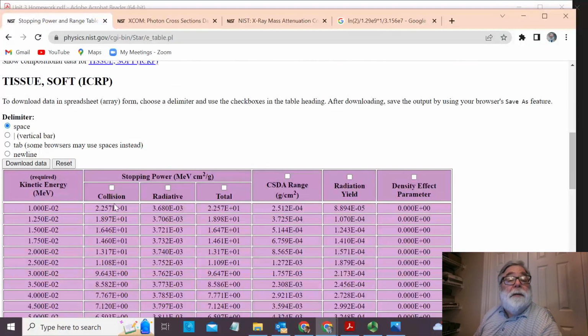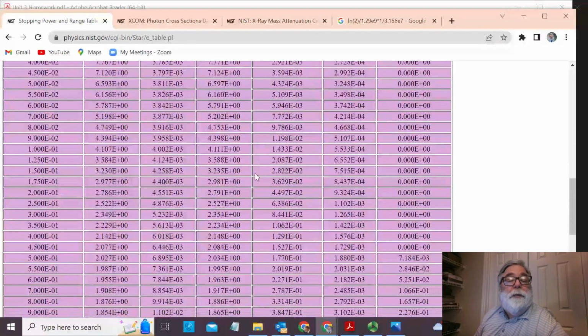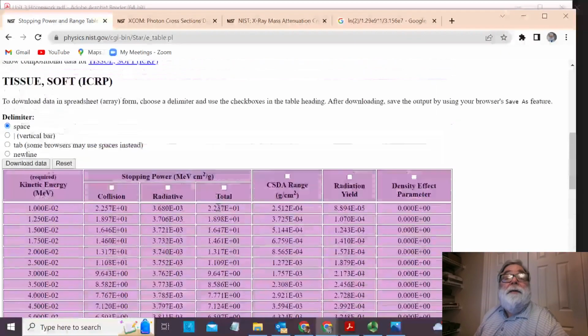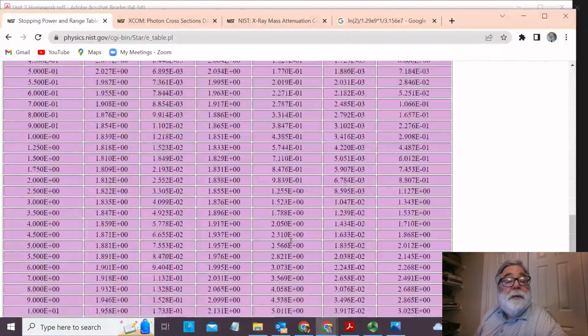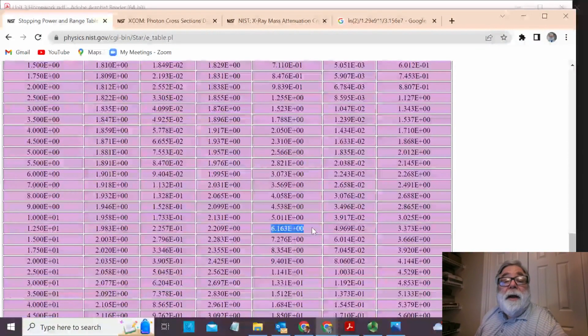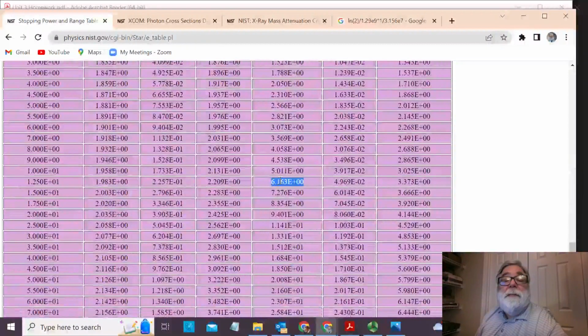And we were looking at the total stopping power. Actually, collision stopping power is what I'm most interested in. But for range, anyway, it loses energy. That's the range. So why don't I just look at the range? CSDA range right there. That's the range in square centimeters per gram. I'm going to use 1.25. That's the closest I have. And there it is, 6.163.